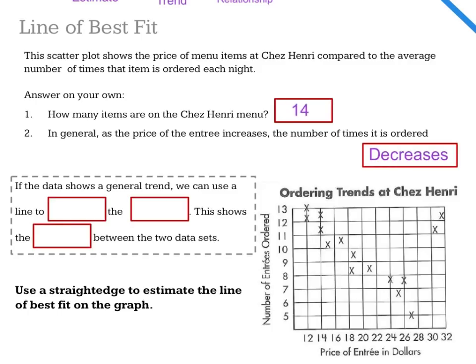So how did you do? Did you count the number of items and get 14 by counting the X's? And in general, as the price of the entree increases, the number of times it is ordered decreases. Obviously, the more expensive something is, the less people are going to order it.